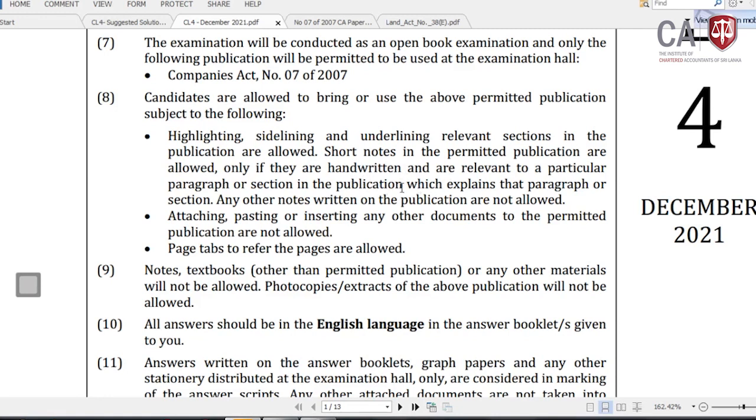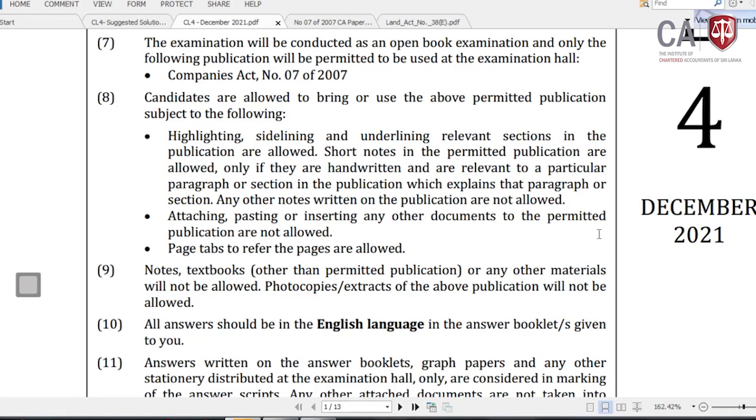Those things you can write near that particular section as a short note, but only if they are handwritten and relevant to a particular paragraph or section in the publication, explaining that paragraph or section. So, it is very clear how you can do it. Any other notes written on the publication are not allowed. Within those restrictions, you are permitted to deal with the Companies Act in a very favorable manner. So, make sure you get the maximum out of it.